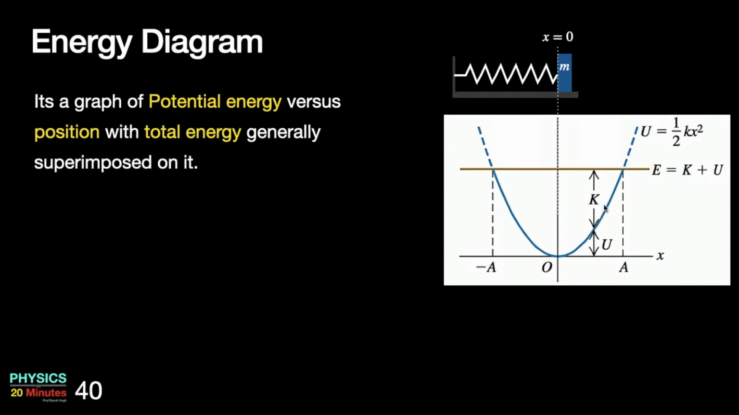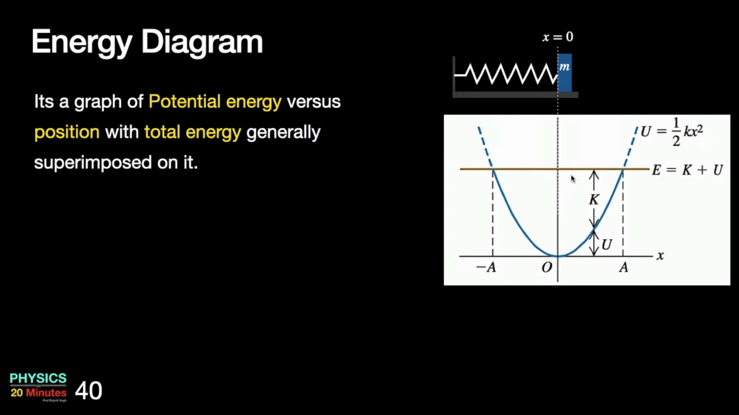So for example, if you are at this position, you can see that the kinetic energy part is small and this part is large. And suppose you are at the center, then what happens? All this part is kinetic energy, potential energy part is 0. What happens when you are at the end point? The potential energy is maximum, kinetic energy is 0.